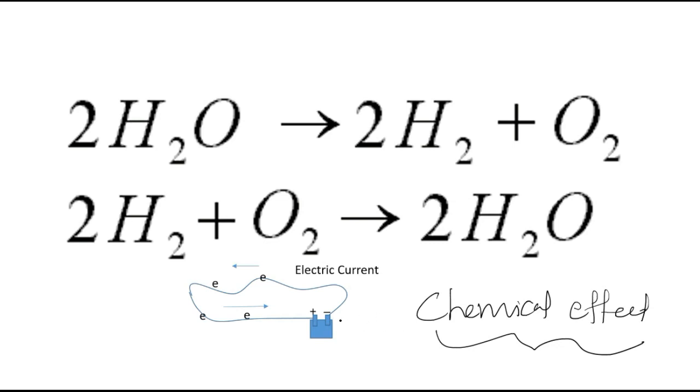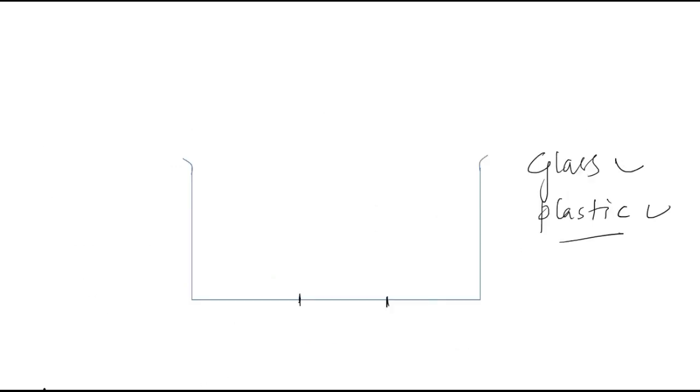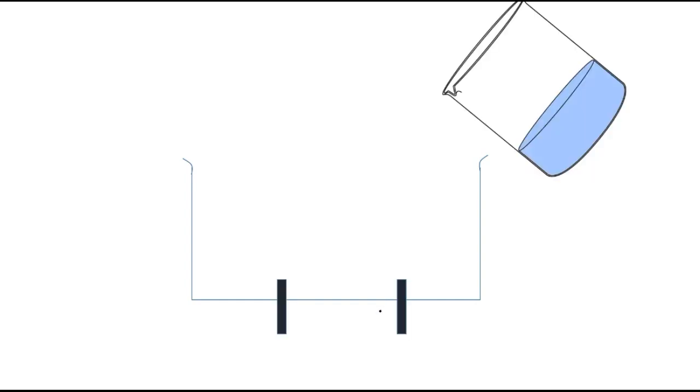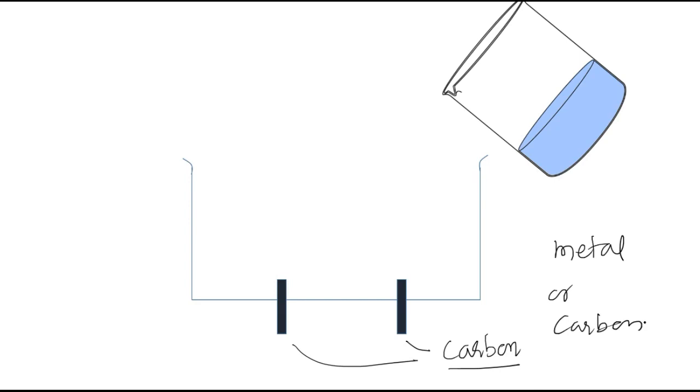Now we shall see how this current brings a chemical effect in substances. For this, we need to take a container made of plastic or glass, because they are bad conductors of electricity, insulators. And at these 2 points we will fix 2 metal rods. Either you can take metal rods or carbon rods. And why carbon rods? Carbon is also a good conductor of electricity. Either you can take a metal or carbon, or a graphite rod, and then pour water inside.